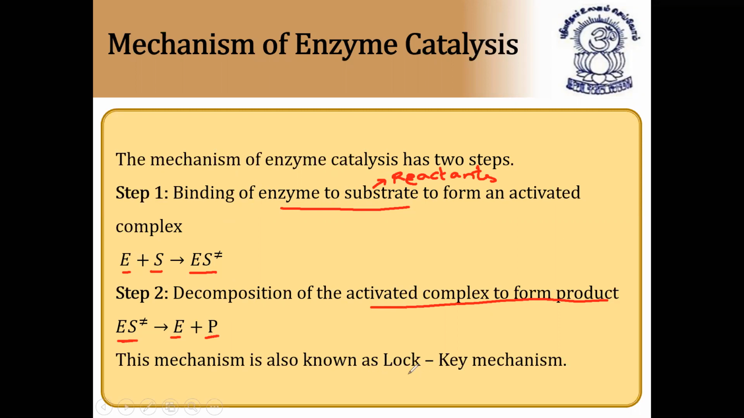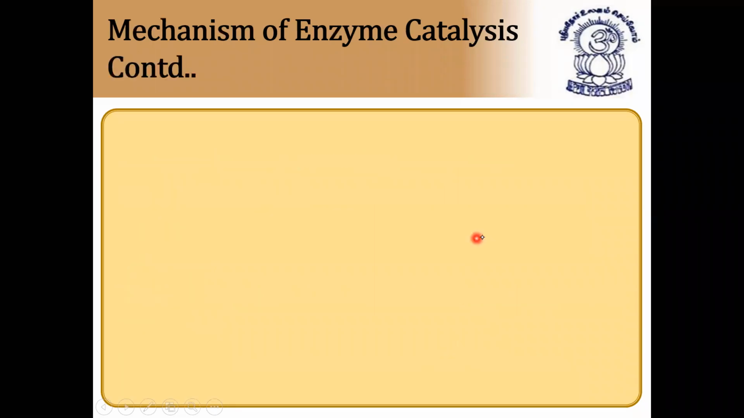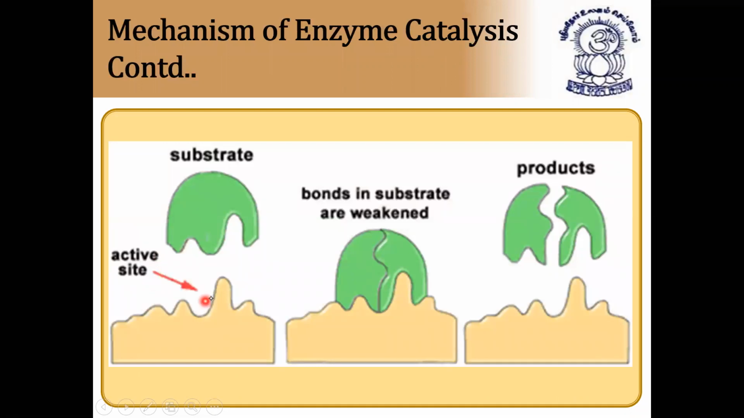This mechanism is known as the lock and key mechanism, because the substrate fits exactly into the enzyme. That's why it is called a shape selective catalyst. Enzymes are also biochemical catalysts, based upon the lock and key model. You can see here the active sites, and the substrate fits exactly into the active sites like this. Bonds in the substrate are weakened and then they change into products, and the enzyme remains as it was. So this is called the lock and key mechanism of enzyme catalysis. It is shown clearly in the picture.